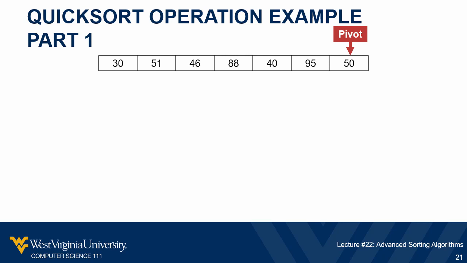It could be the first, it could be the last, it could be the middle, it could be some random value. It doesn't really matter for the operation of this algorithm. I just have to pick something. So the value that's in my pivot here is 50.